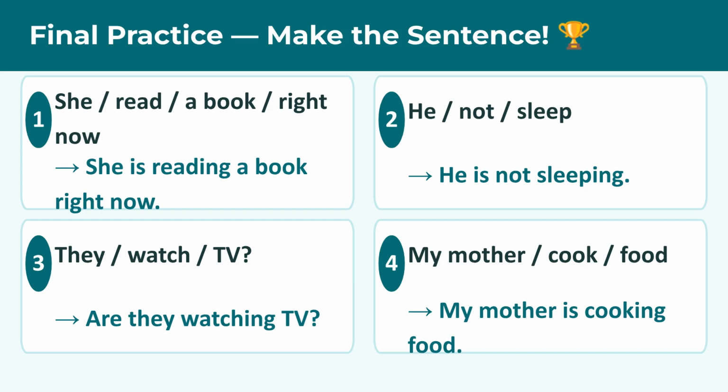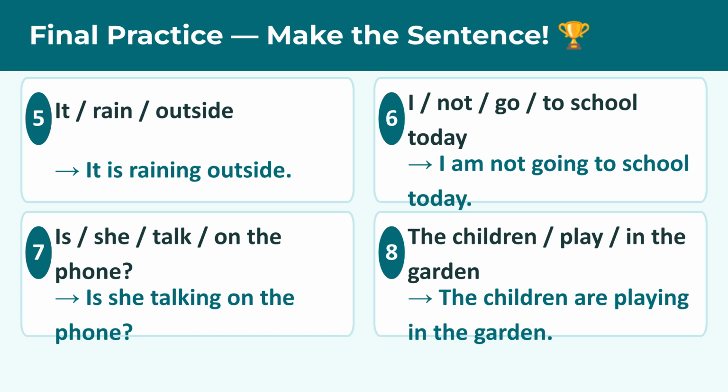She, read, a book, right now. Arrow. She is reading a book right now. Number 2. He, not, sleep. Arrow. He is not sleeping. Number 3. They, watch, TV. Arrow. Are they watching TV? Number 4. My mother, cook, food. Arrow. My mother is cooking food. Number 5. It, rain, outside. Arrow. It is raining outside.